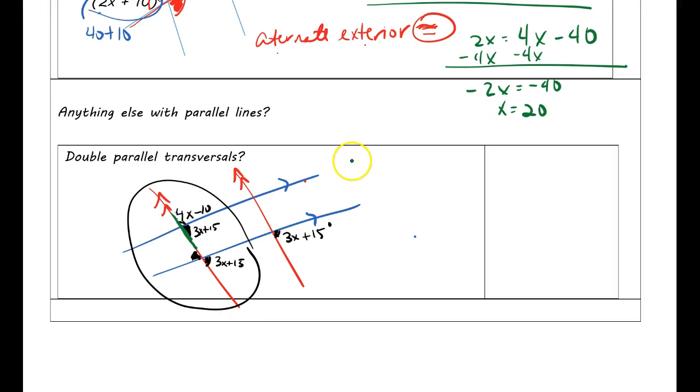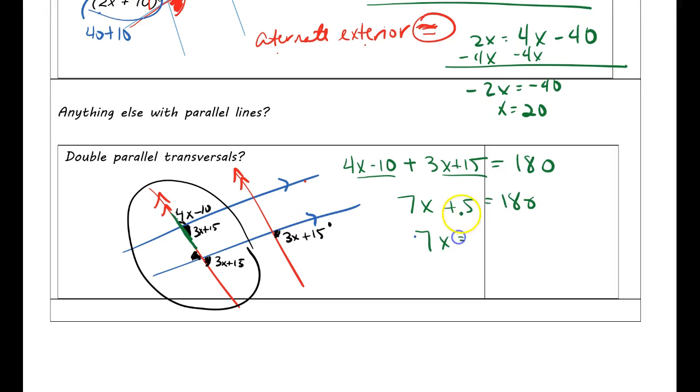So once you figure out the relationship, like this one's supplementary, then you would take your 4x minus 10 plus your other angle, 3x plus 15, and now let them equal 180. So notice it wasn't a set them equal to each other like I did above, was it? It was literally, oh, they're supposed to add up to 180, so make them add up to 180 and then solve. So 4x plus 3x is 7x, a negative 10 and a positive 15 is a plus 5. I'm going to subtract 5. I'm going to divide by 7 and hopefully get an answer. Okay, I don't think it's going to be an even answer, but that's okay.